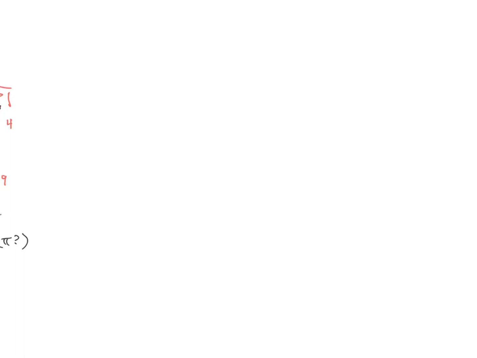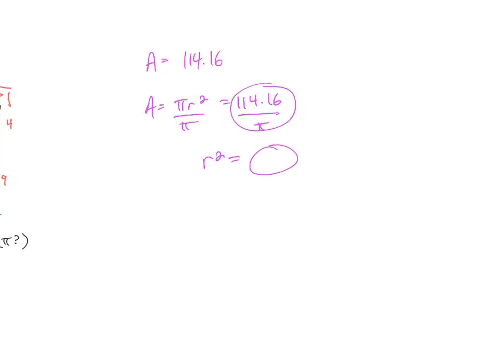The same thing would go for if you were given area is equal to, like, I don't know, 114.16. Well, you know area is pi r squared, so set that equal to 114.16. Divide both sides by pi, and then you'll get r squared equal to the result of this, and then you would just take the square root of that result.